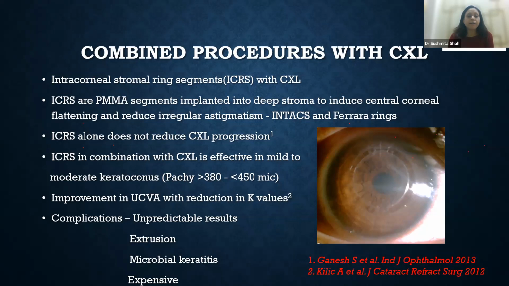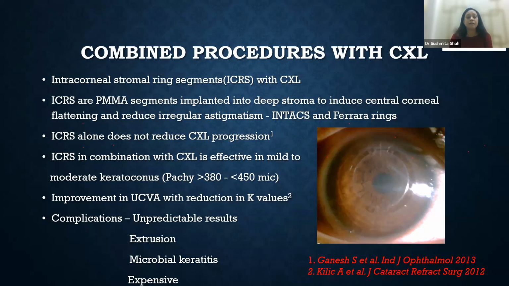For TGPRK, the pachymetry should be more than 450 microns, so that even if you remove tissue, it does not make the cornea too thin. Whereas if the cornea has already become thinner, but is not very thin, somewhere about 400 to 380 micron minimum lower limit, the ICRS can increase the volume of the cornea and can be effective. It has been shown to improve the uncorrected visual acuity with reduction in the K values.